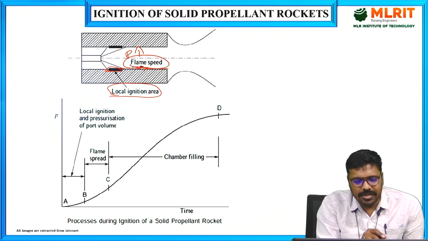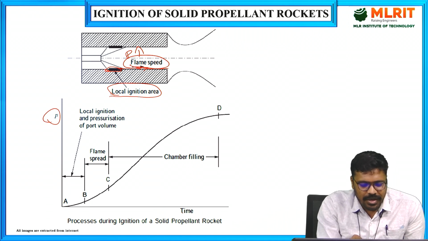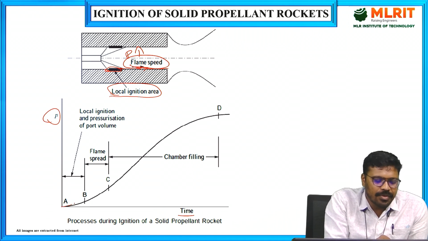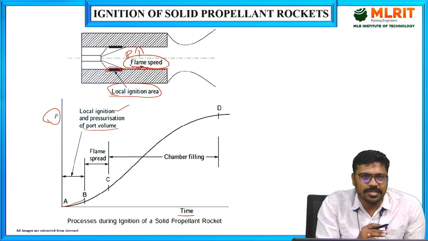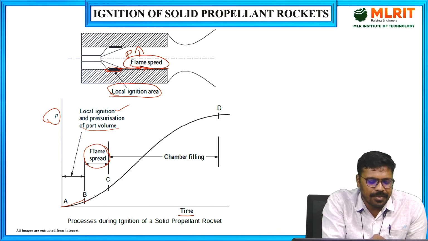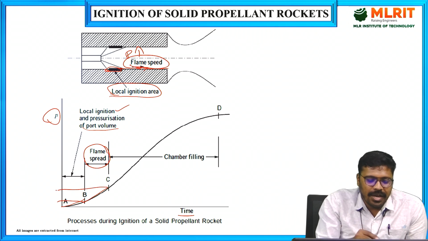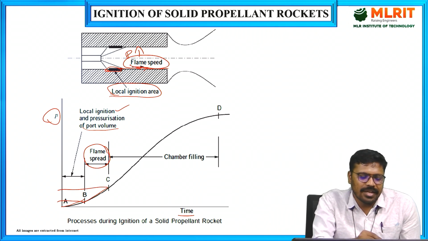These three stages of ignition can also be observed in this graph. On the y-axis you can see the pressure, and on the x-axis you can see the temperature. A to B is the first step, local ignition and pressurization of the port volume. The pressure will increase to an extent. Next, flame spread is the second step, from B to C. Here you can observe the rise in pressure from B to C, and then the chamber filling, where the total chamber will get steady state pressure. That is the third stage.